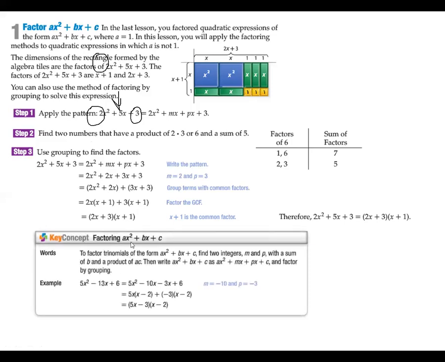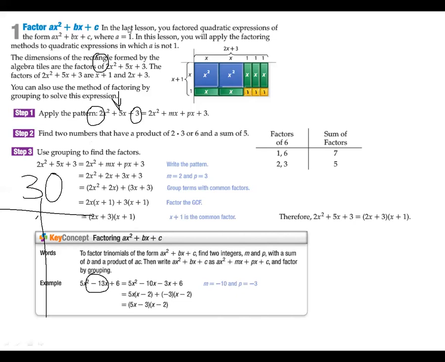So there's the key concept. Whenever you factor trinomials of the form ax squared plus bx plus c, you find factors of the product of the leading coefficient and the constant term, so a times c. You find factors of that product that add up to the middle term. So in this example, you have 5x squared plus 6. You multiply 5 and 6, and you get 30. Now you want factors of 30 that add to negative 13.